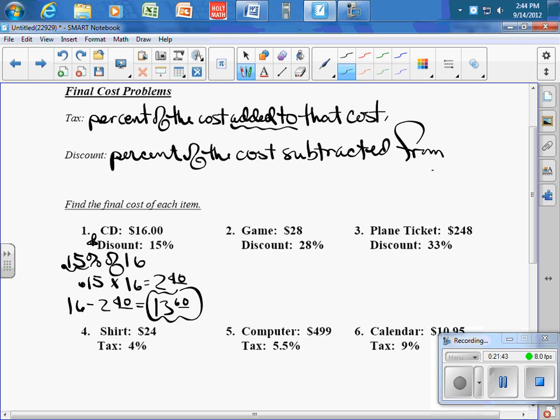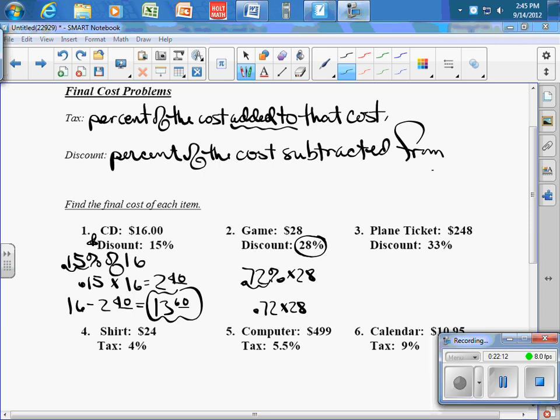On the other hand, if you wanted to take a shortcut, we could also look at that 28%. And that's what's discounted from 100%. Well, 100% minus the 28% would be 72%. So we could just take that times 28. And that would give us the final cost. So if you took 0.72 times 28, you'd get $20.16, your final cost.